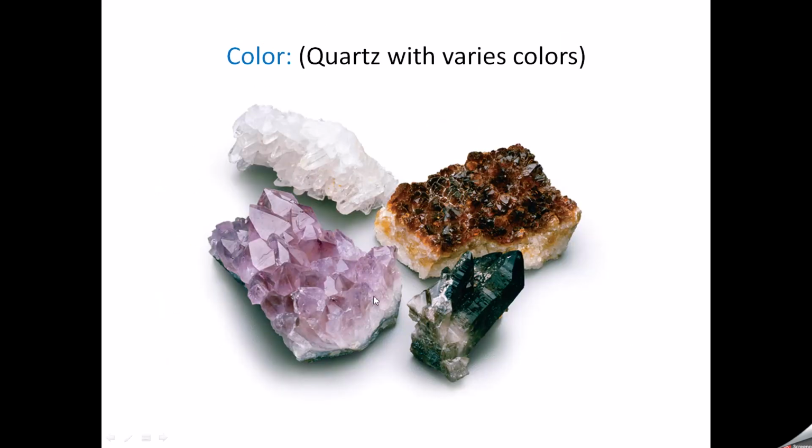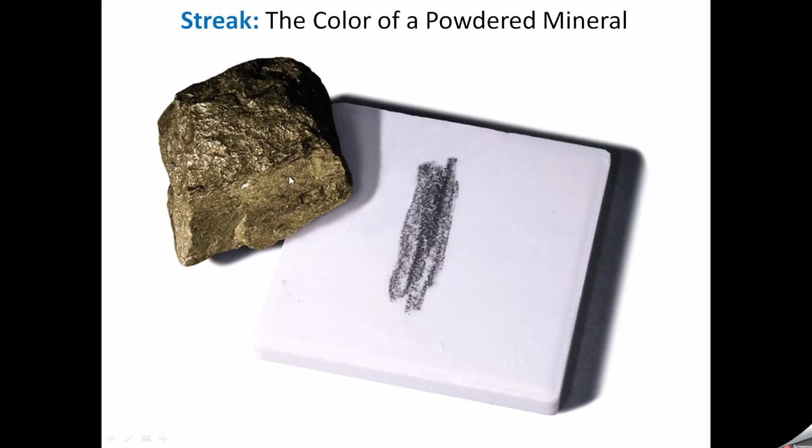Here for colors, this is the same mineral, quartz, and it has different colors. So color is a very unreliable feature to distinguish between different minerals, because one mineral can have different colors depending on the impurities. Streak here is the powder of the mineral. This powder color, dense dark color, is metallic. Metallic minerals give a dense dark powder.